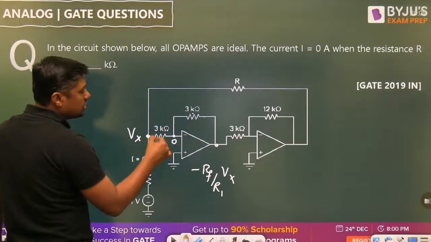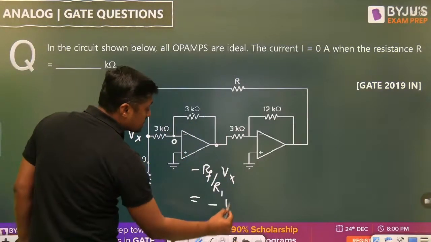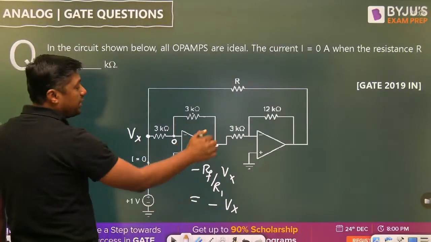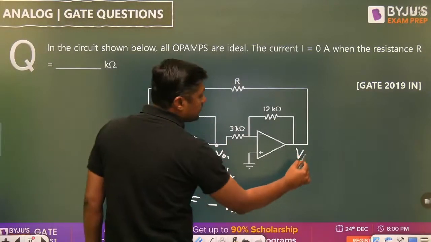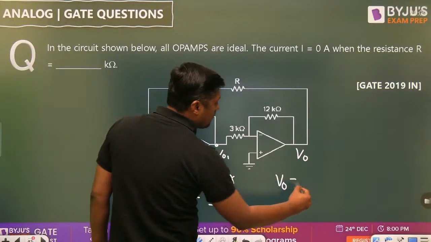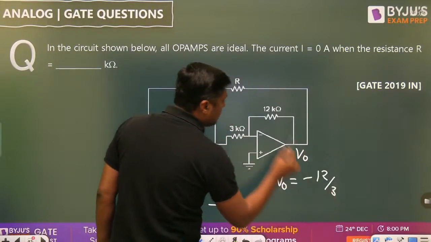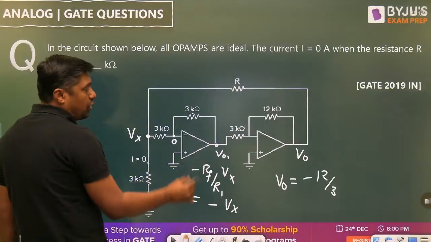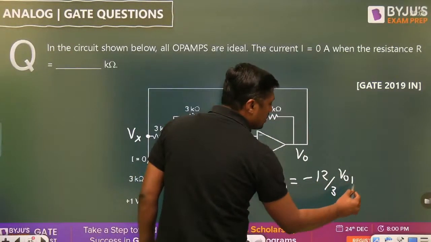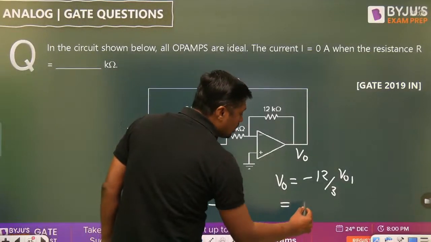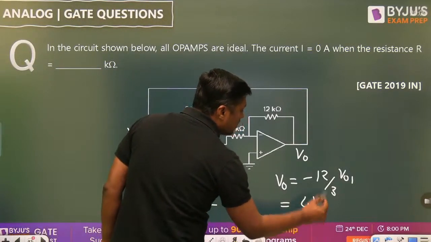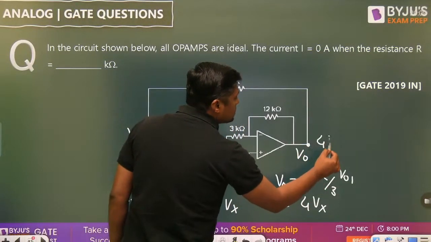Rf or R1 to 3, it will become minus Vx. So at this point the voltage is minus Vx. What is the value of the V0? V0 will become minus 12 by 3 into V01. So V01 is minus Vx. So minus it will become plus. It will become 4 Vx. The voltage at this point is 4 Vx.